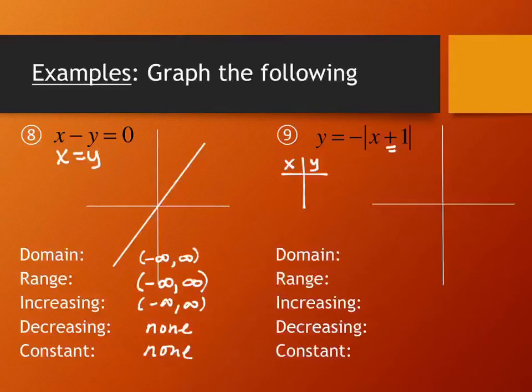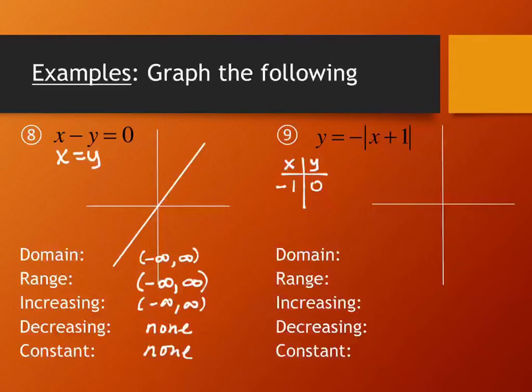And in particular, how do you choose your values? Well, often it's nice to start by choosing your values so that you end up with 0 on the inside. For example, if I chose x is equal to -1, that zeroes out the inside, right? It does. So what's -1 plus 1? 0. What's the absolute value of 0? 0. And what's a negative times 0? It's 0.